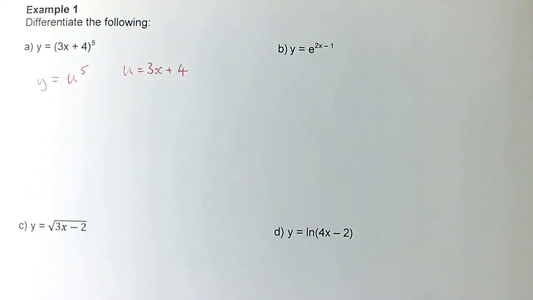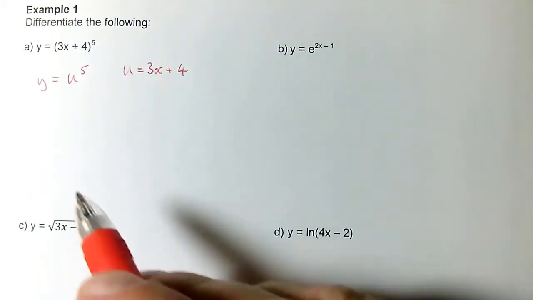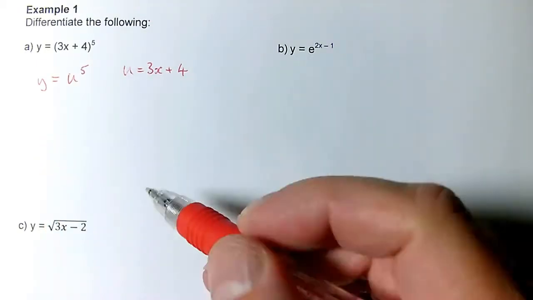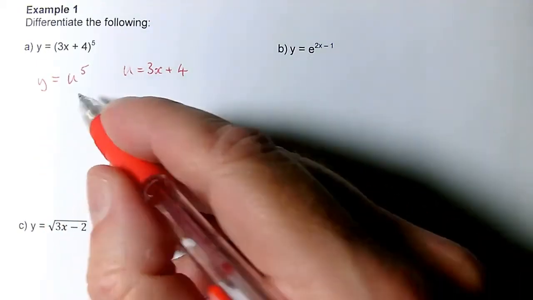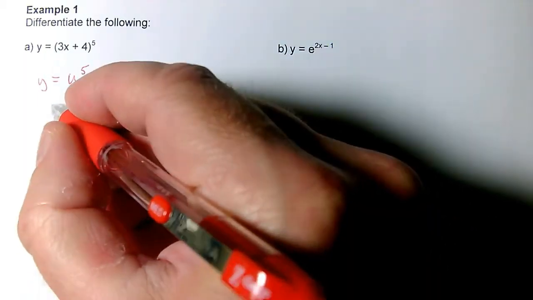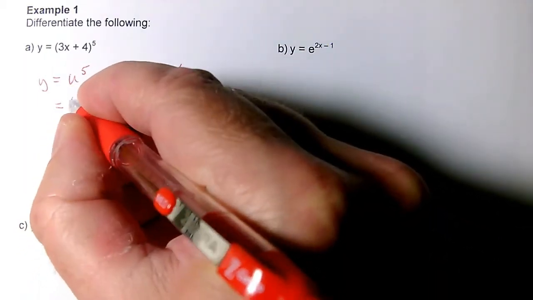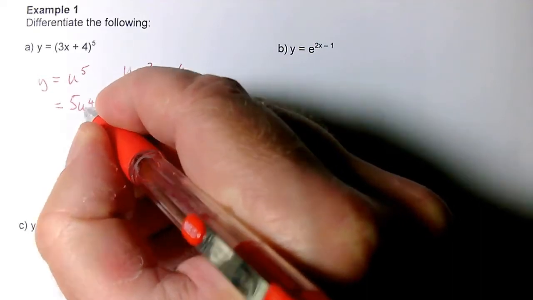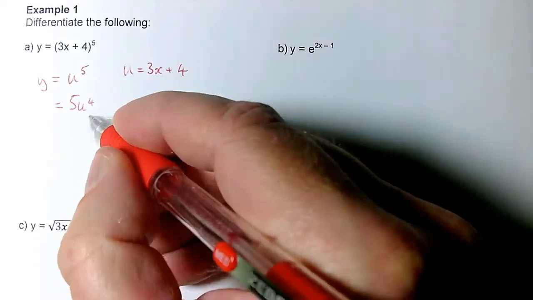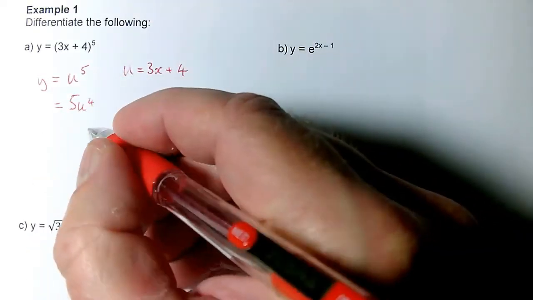So if we're using the long method, we have to introduce a u, and we need y in terms of u and u in terms of x. Then we have two easy differentiations to do. Differentiate u to the power 5, we get 5u to the power of 4, but this is incomplete. We need to give this its name. Really vitally important we use the correct notation.